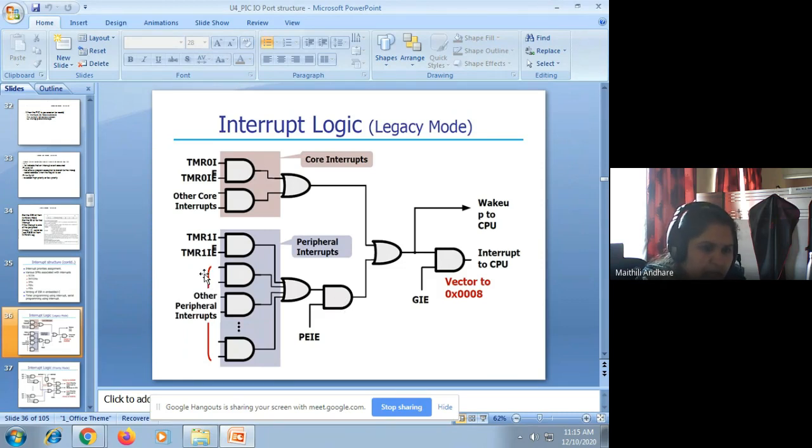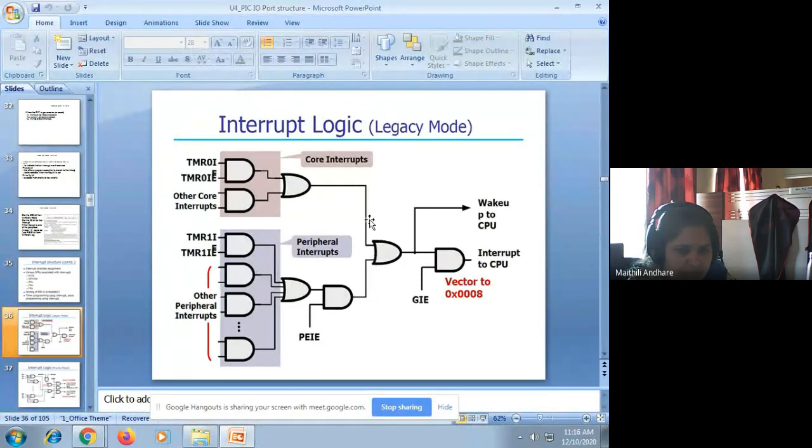Okay, so according to that, a number of interrupts are there: timer interrupt, serial communication interrupt, then reset is a by default interrupt. Then the ADC interrupt, where once the A to D conversion happens, the interrupt is generated. So likewise, all the interrupts are categorized as core interrupts and peripheral interrupts. Each interrupt has an associated enable bit that you have to enable. Then the peripheral interrupt enable bit should also be 1. Then and then only this AND gate will be 1.